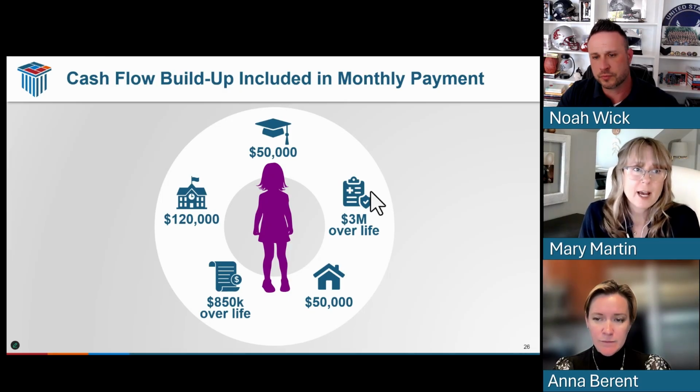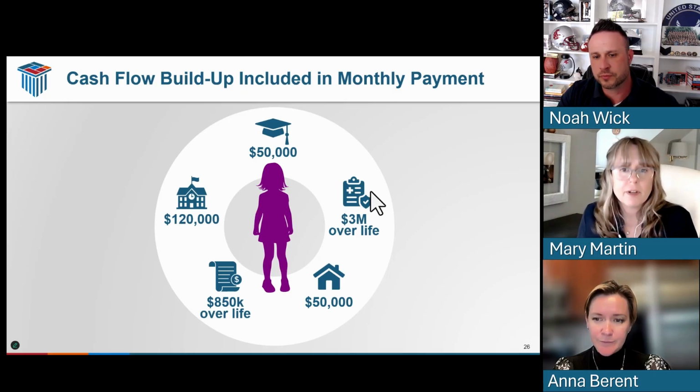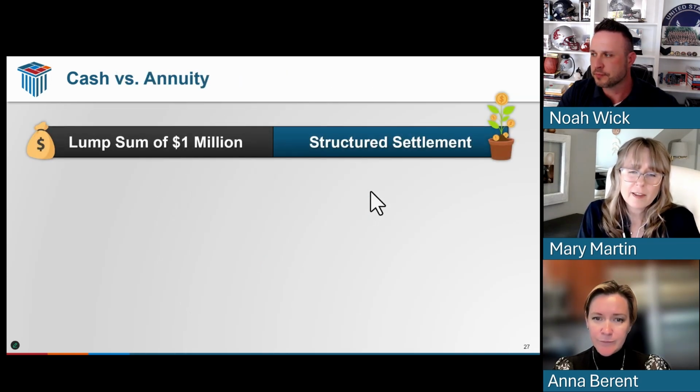the best summer camps, the best horseback riding lessons, or whatever might be helpful and beneficial and fun for Allison. We're really emphasizing she's going to have $50,000 for college. It's going to pay up to $3 million over her lifetime for medical. So I love this circle of economic protection. So cash versus annuity.